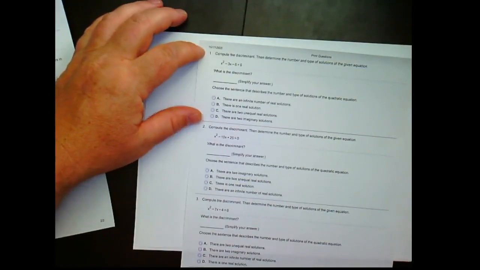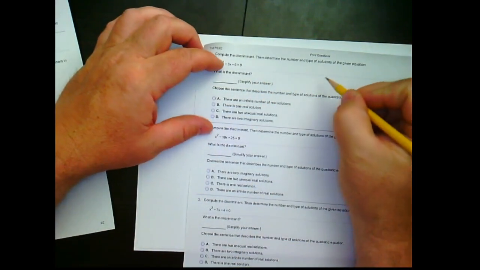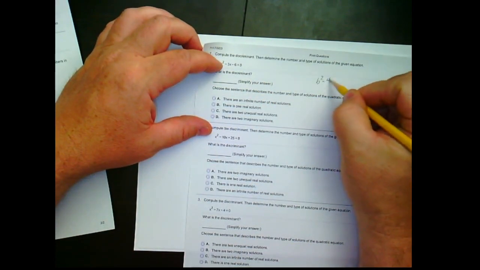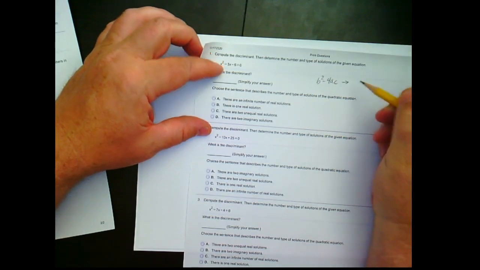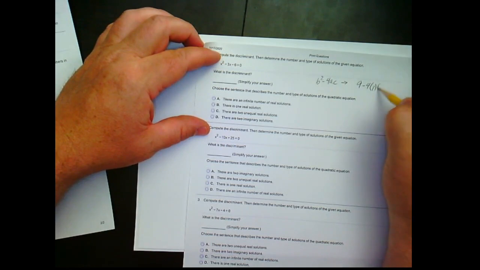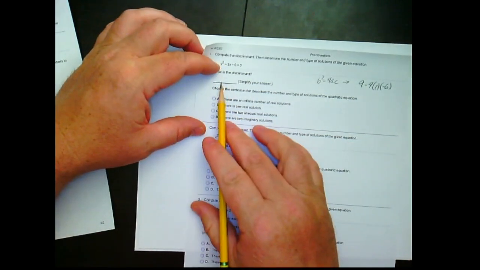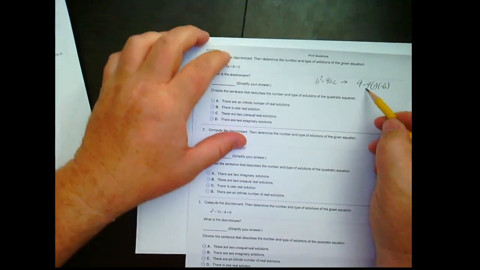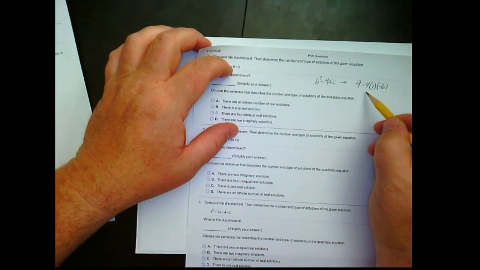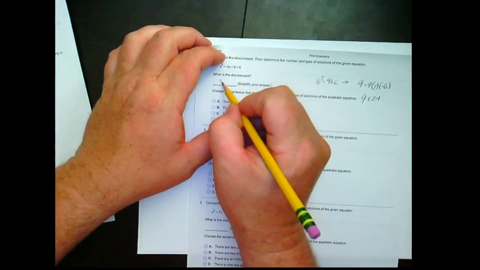All right, so first one, it says x squared minus 3x minus 6 equals 0. It says what is the discriminant? So you guys remember the discriminant is b squared minus 4ac. So that's going to be 9 minus 4 times 1 times negative 6. Look, this is going to be a positive and a positive. That's 24 plus 9, right? So it's 9 plus 24, so 33.